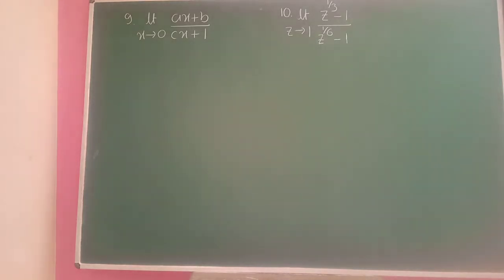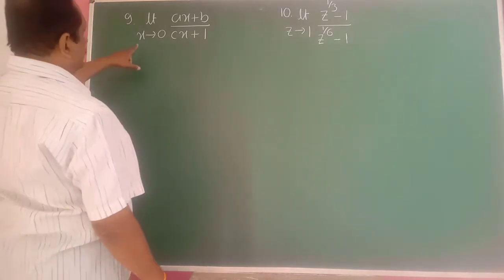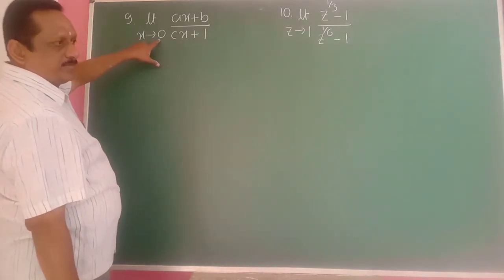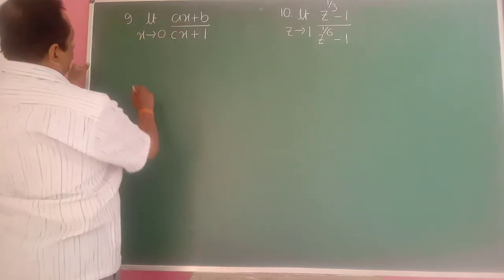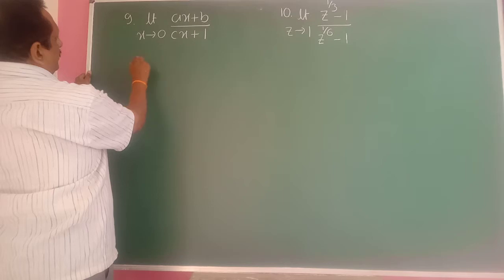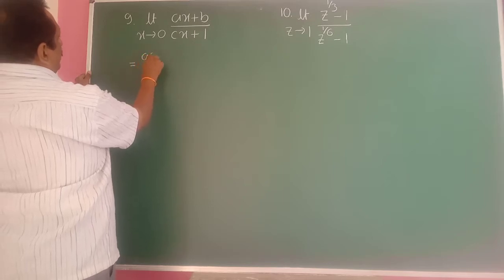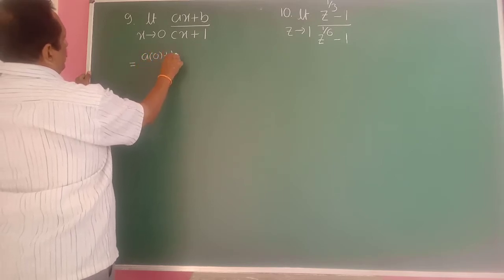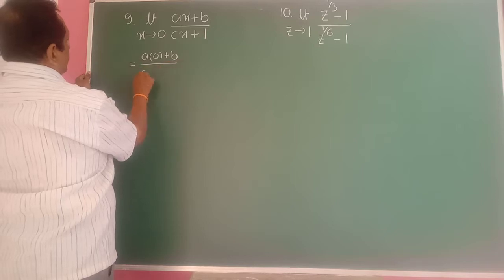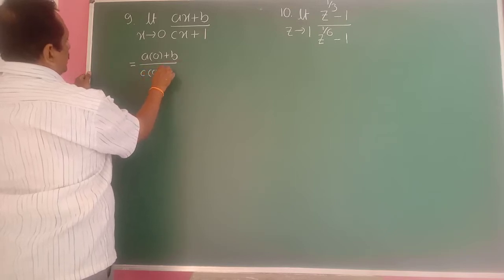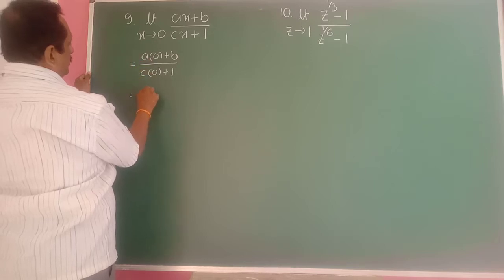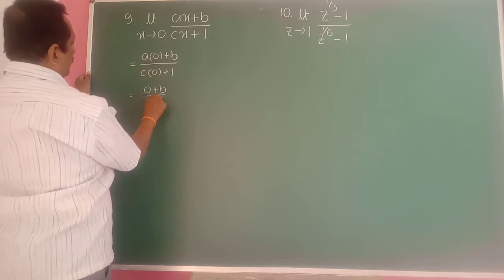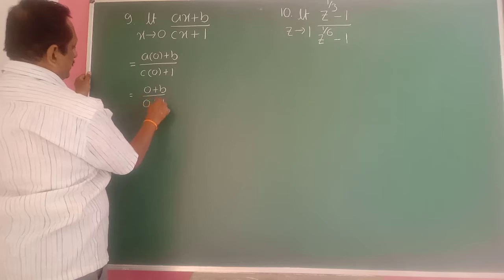Limit of (ax + b) divided by (cx + 1) as x tending to 0. In this case, you can directly substitute x value 0 because you get a definite value. So a into 0 plus b divided by c into 0 plus 1 here.